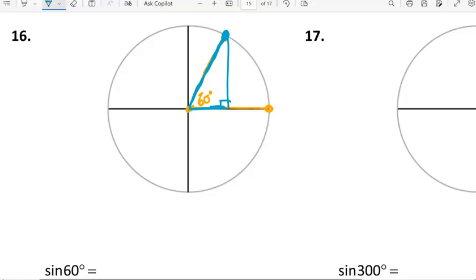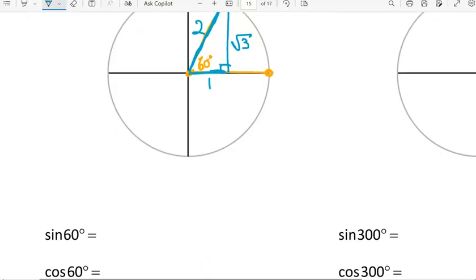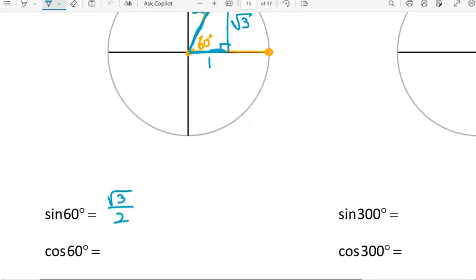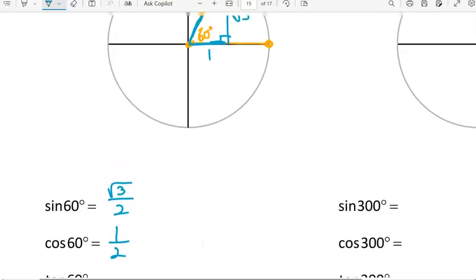In a 30, 60, 90 triangle, opposite the 60 degree angle is square root of 3. Opposite the 30 degree angle is 1, or the smaller leg, and the hypotenuse is 2. So sine of 60 degrees is the ratio of opposite to hypotenuse. Cosine is the ratio of adjacent to hypotenuse. And tangent is the ratio of opposite to adjacent.